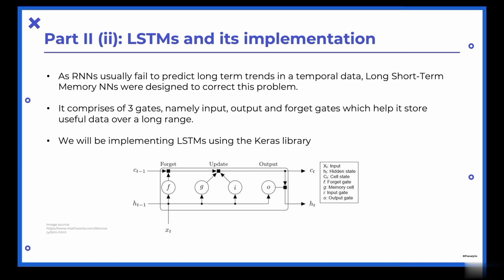So let us look at LSTMs and its implementation. As RNNs usually fail to predict long-term trends in temporal data, long short-term memory networks were designed to correct this problem. It comprises three gates, namely input, output, and forget gates, which help it store useful data over a long range. The structure can be seen in the image shown here. We can see that there is a forget gate, an output gate and an input gate. The memory cell is denoted by G, and the memory cell and the input both contribute to the updating of the weights. We will be implementing LSTMs using the Keras library.